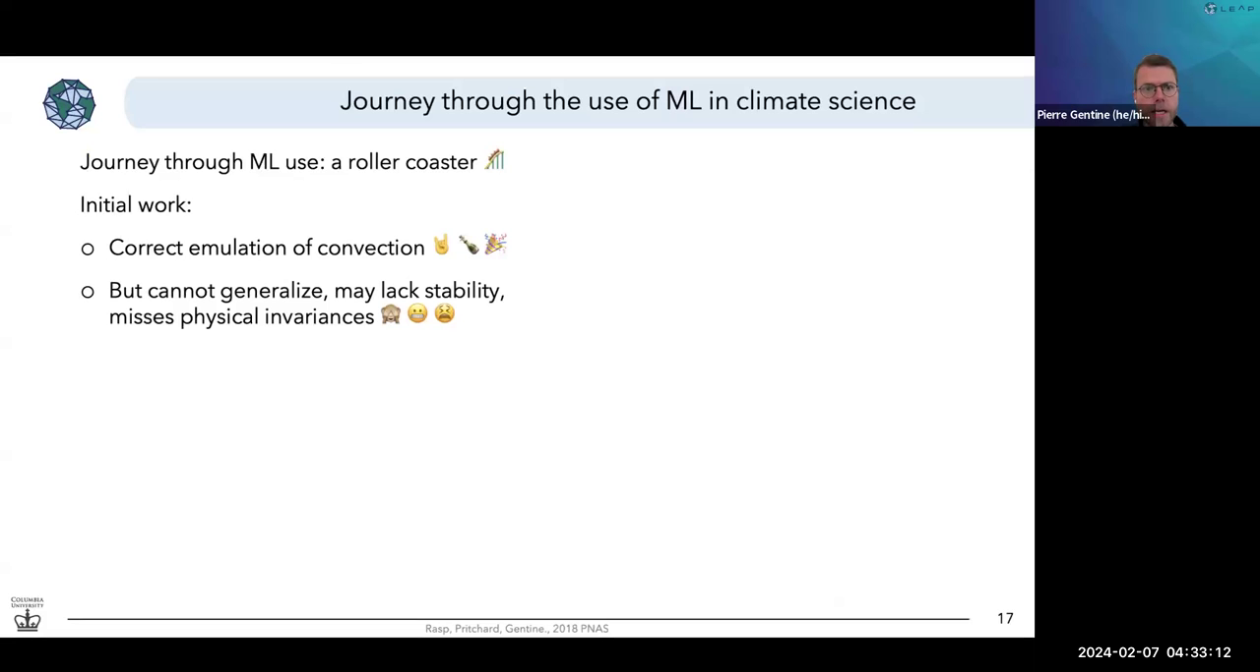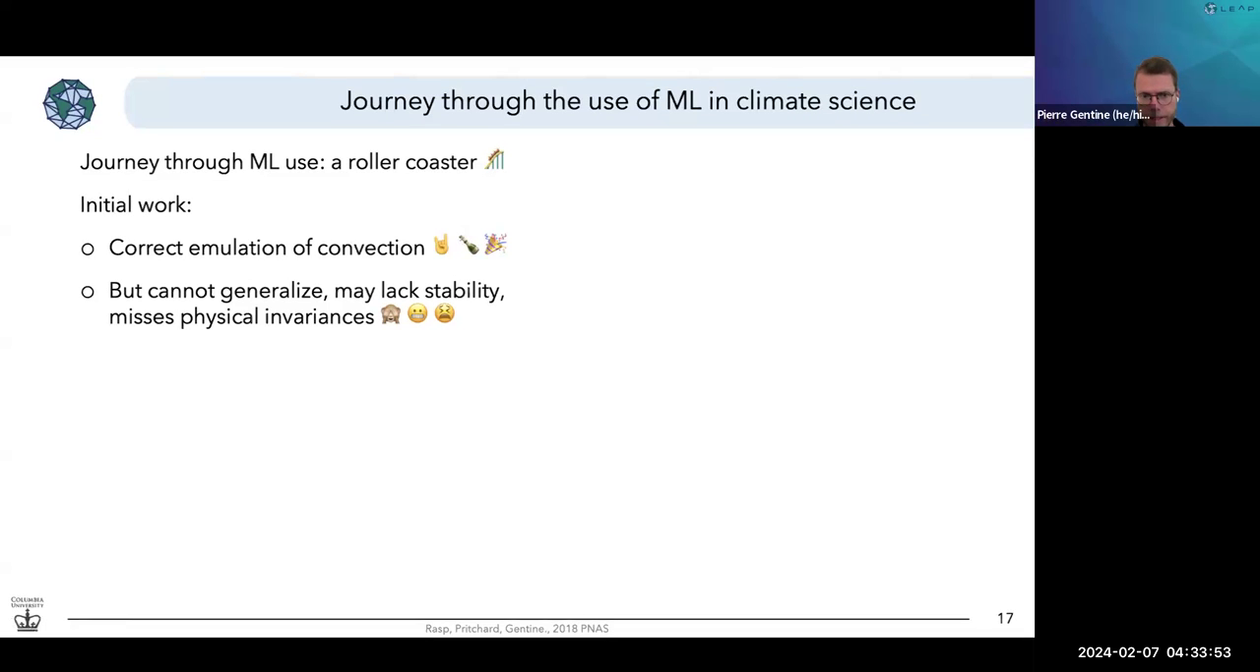So that sounds great, and basically that's been my journey to the use of machine learning for climate science, except that it's been a bit of a roller coaster. Initially things worked really well. We could emulate convection really well. We had very good success bringing that into the model, but then we started to look more into that, and we saw that the model cannot really generalize. It's really struggling for climate change type scenarios. It's struggling also with stability. Sometimes you plug in a neural network and it's just going to break the whole host model. And maybe also importantly, it's missing some important physical invariances as well.